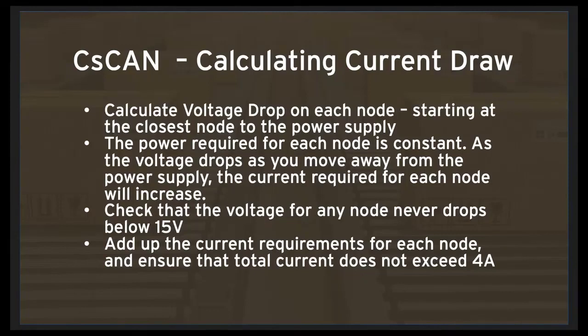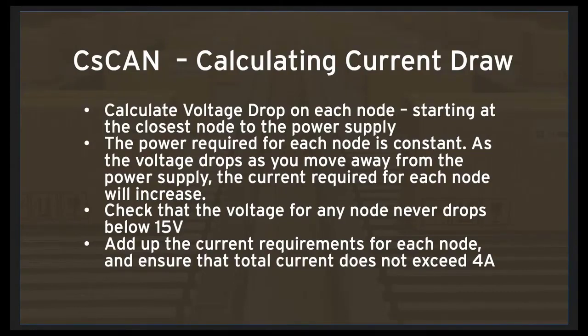All right, well, it's going to need to draw more current to get the same amount of power when its voltage is only 20 volts instead of 24. So the further you get away from the power supply, the higher that current is going to be for each node as you move away from the power supply. So we start by checking the voltage drop at each node. Using that voltage drop information, we calculate the current that's going to be drawn by each node as we move away from the power supply.